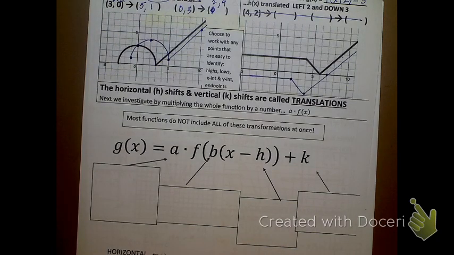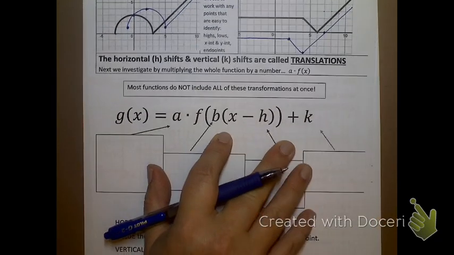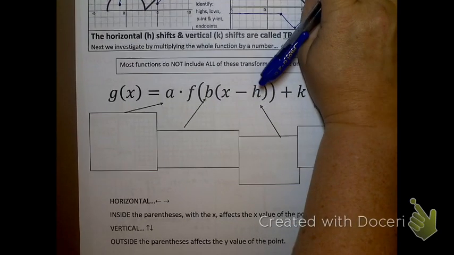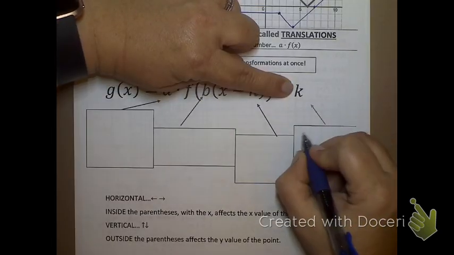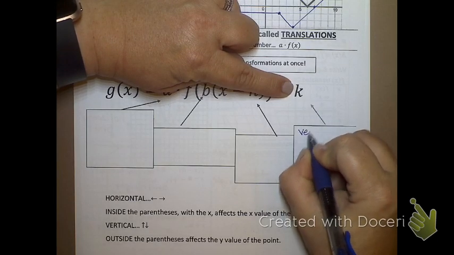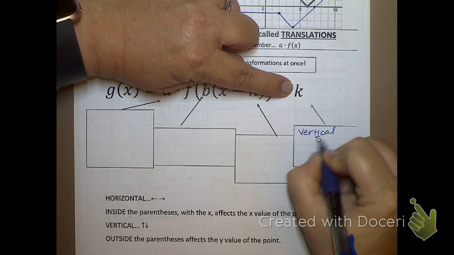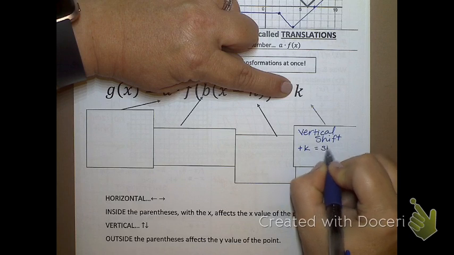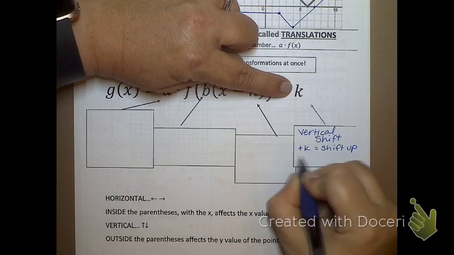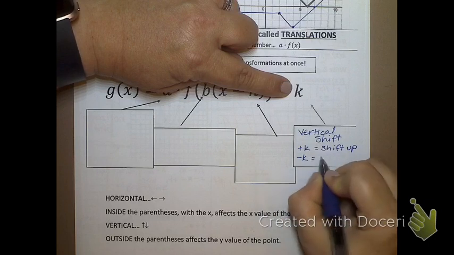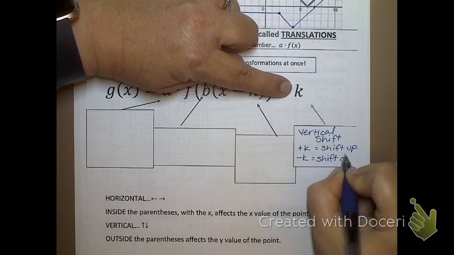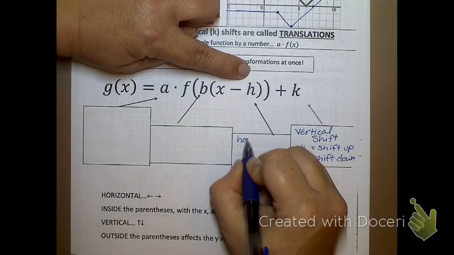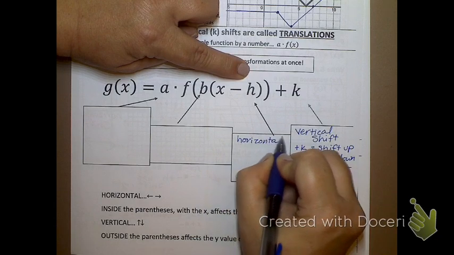Now, this last thing. This is that equation that I said you were going to get familiar with, right? Yes? Okay, well, what did we learn about today? We learned about K. What is it? It's a vertical shift. When we have a positive K, what does that mean? Shift up. When we have a negative K, what does that mean? Shift down. We also learned about H. H is a what? Horizontal shift.